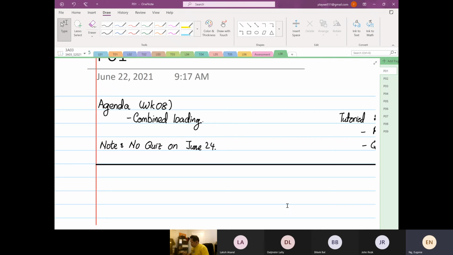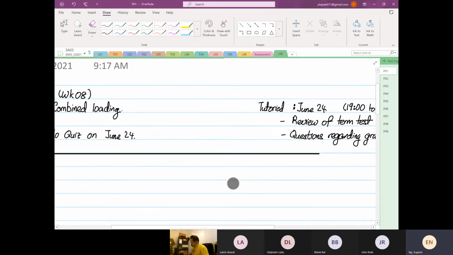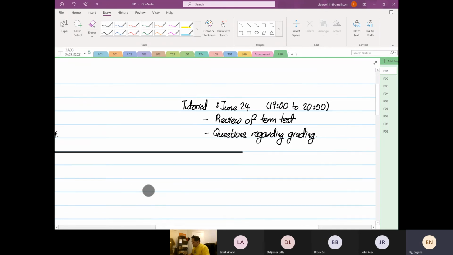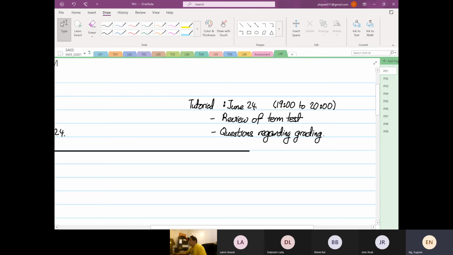If I cannot get Avenue to Learn sorted out today to let you view your detailed marking, I will email all of you individually regarding why marks were taken away and what went wrong. There will be a tutorial on June 24th to review the term test and questions regarding the grading. Any questions? Anyone, please?